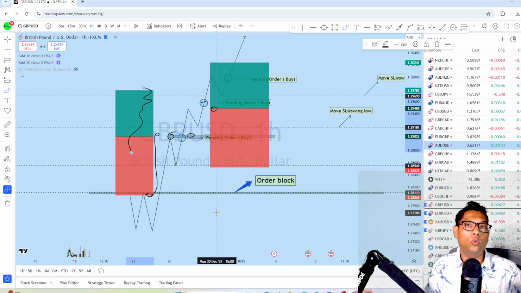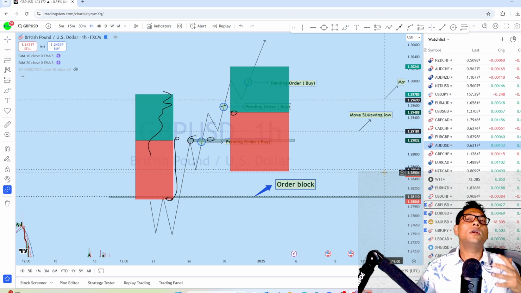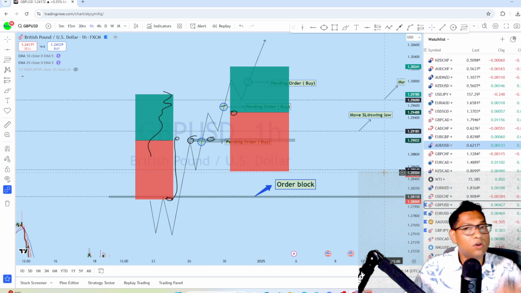Now this is how we will be adding more and more winners while the market is trending in one direction. Now as there is no take profit target in this strategy, how can you take profit?